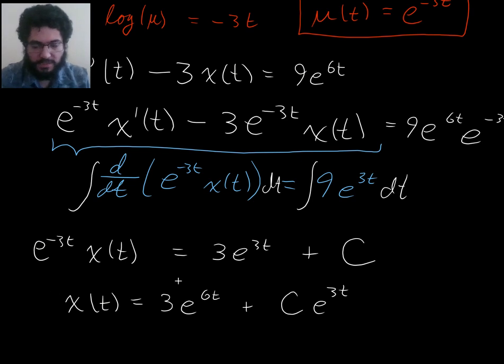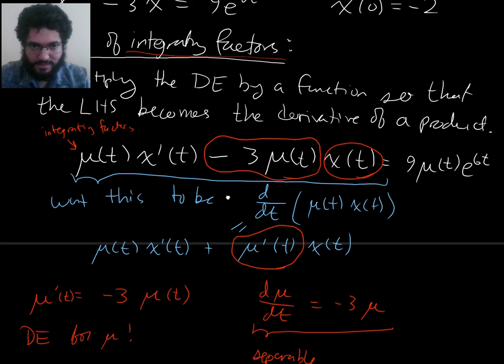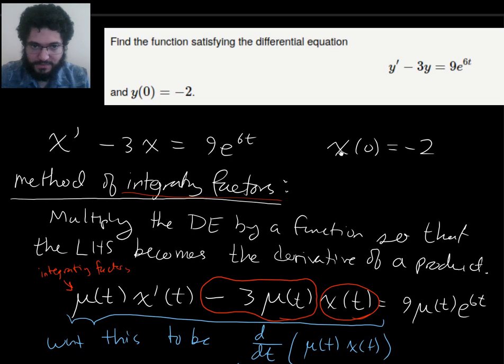Now if I want to satisfy the initial condition, I need to remember what that was. It was x of 0 equals minus 2.